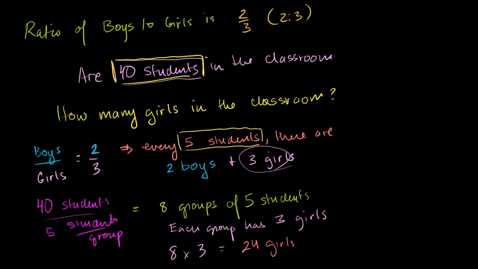And if you want a fast way to do it, which would be identical, you'd say, look, 2 plus 3 is 5. So for every 5 students, 2 boys, 3 girls. How many groups are there? 40 divided by 5 is equal to 8 groups. Every group has 3 girls, so 8 times 3 is equal to 24 girls.